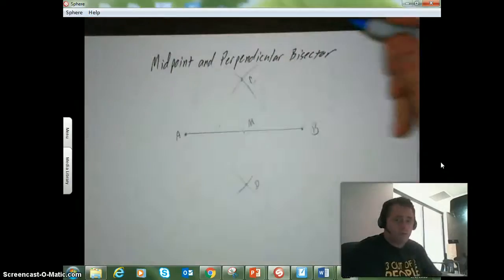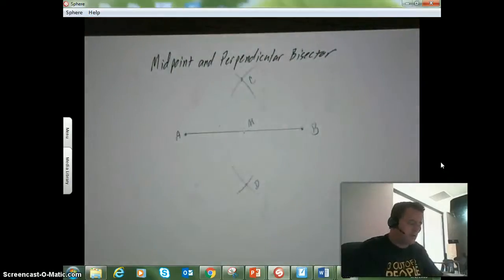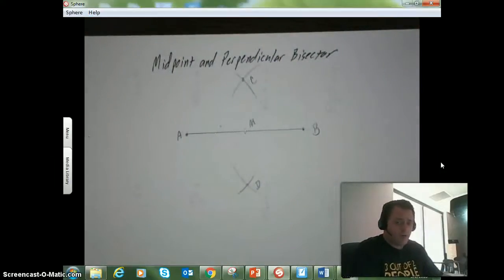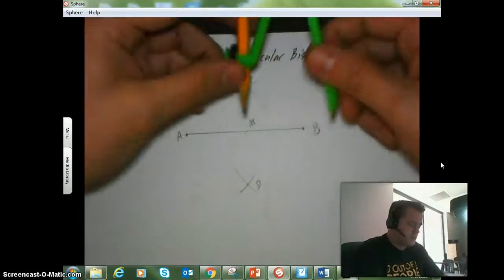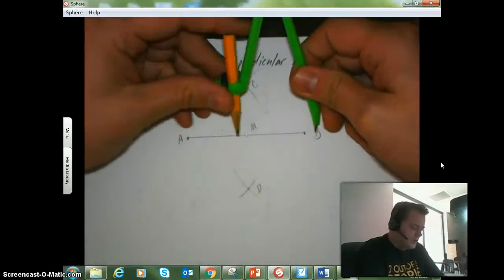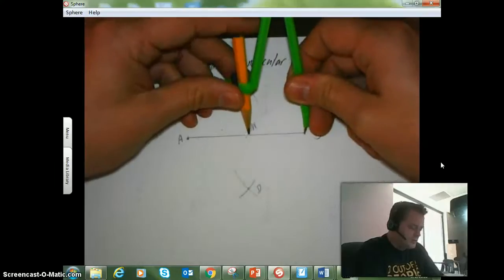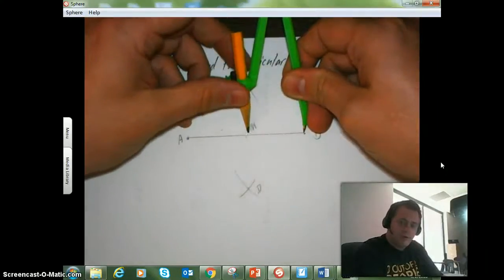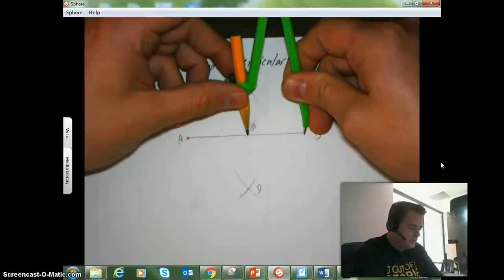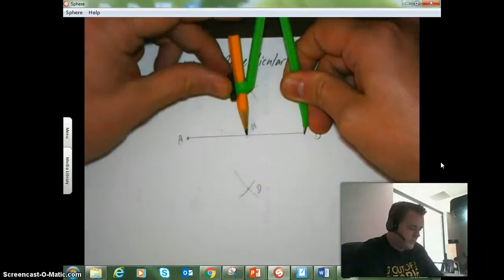Now again, I'm not going to measure this with my protractor. The ruler part of the protractor, we're not going to use it. We're going to use our compass to see if we constructed it properly. So the way I'm going to do this is I'm going to place the point of the compass at one of my endpoints and open it up to where the midpoint is.